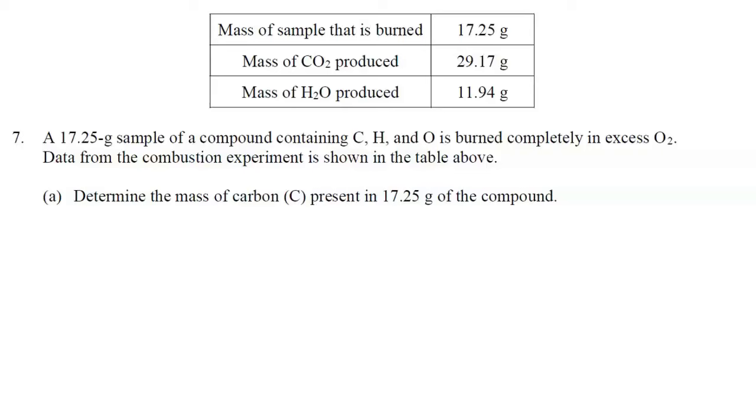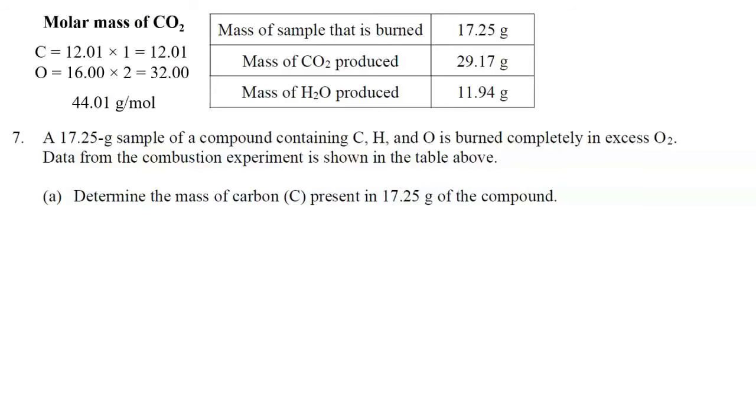A 17.25 gram sample of a compound containing C, H, and O is burned completely in excess oxygen. Data from the combustion experiment is shown in the table above. Part A, determine the mass of carbon present in 17.25 grams of the compound. Well, since all of the carbon that was originally present in this compound has been converted into carbon dioxide, CO2, we're going to start with the 29.17 grams of CO2.